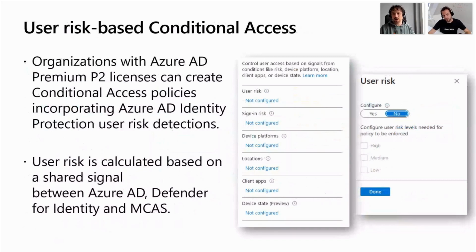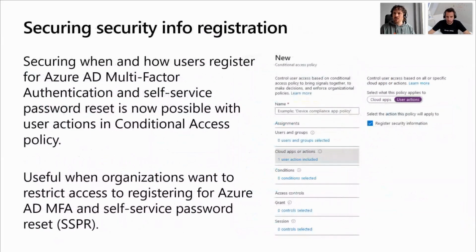That's where we also look at the user risk, and user risk is not only signal from us, but it's calculated also with signal from Microsoft Defender for Identity, also known as Azure ATP in the past, and Microsoft Cloud Security. Security info registration, so user actions, is now also something that we can do in a policy, but we will show you that as well.